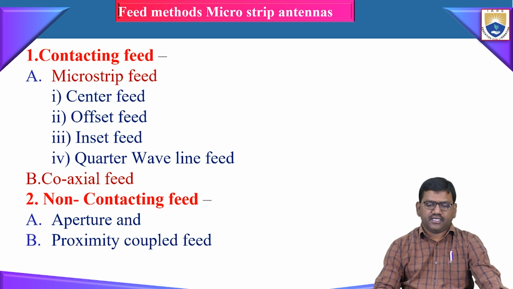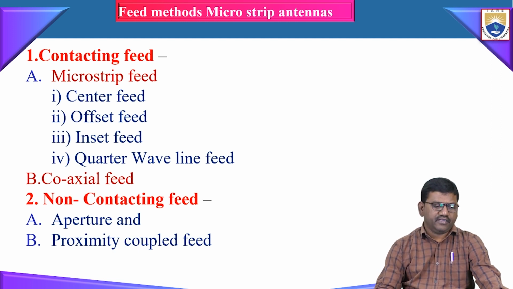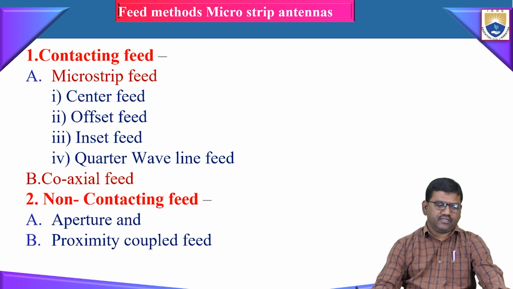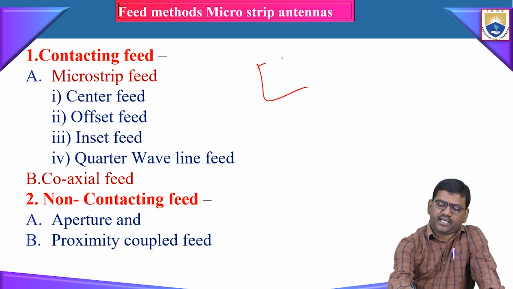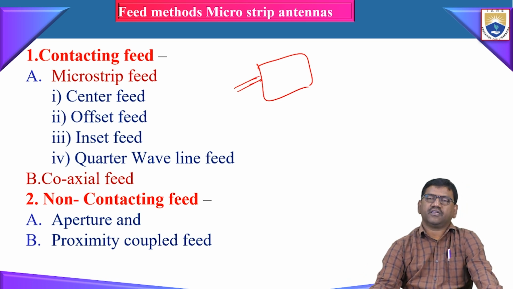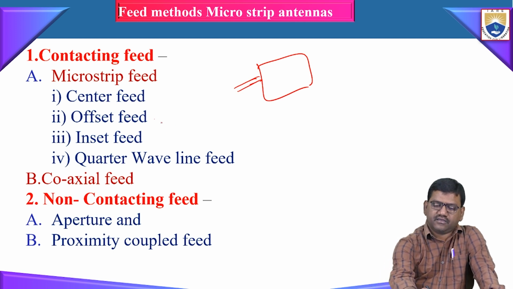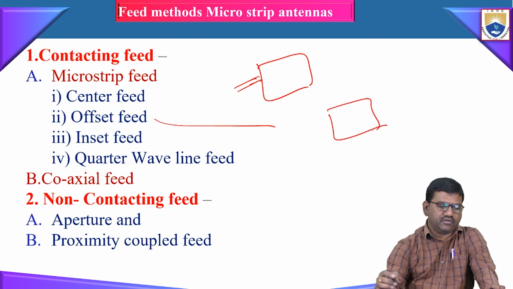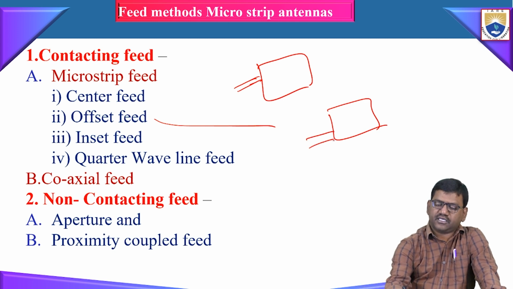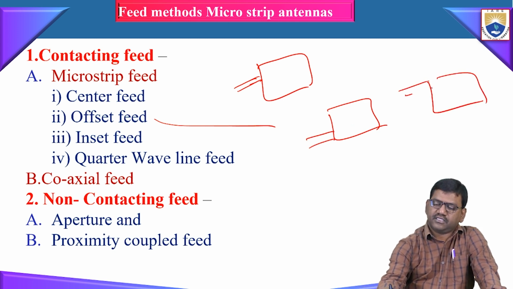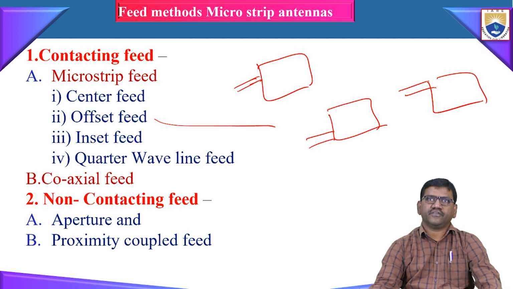So here we are having center, offset contacting feeds. We are having center feed, offset feed, inset feed, and quarter wave line feed here. So in the center feed antenna, if this is the patch here, we are going to give the excitation or input exactly at the center of the microstrip antenna. Similarly for offset, we are going to give the signal at either of the corner ends, hence the name offset feed.